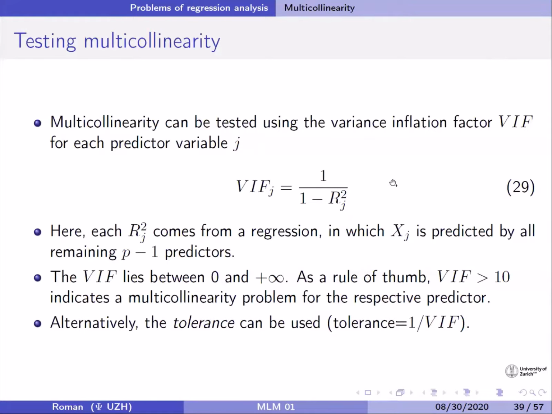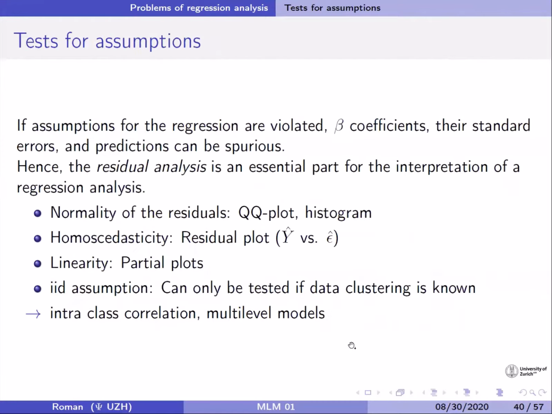Alternatively, the tolerance is another estimate which can be used, which is just a reformulation of the VIF, 1 divided by VIF. You will see both of these.